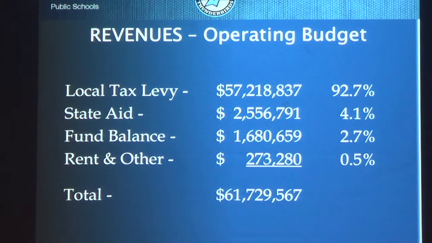State aid has stayed more or less the same for the last few years, give or take a few dollars. Fund balance is money left over from the previous year that gets used to underwrite the expenses of the next year's budget. And then last but not least, you have rent and other incomes, which of course are a small part of the budget.